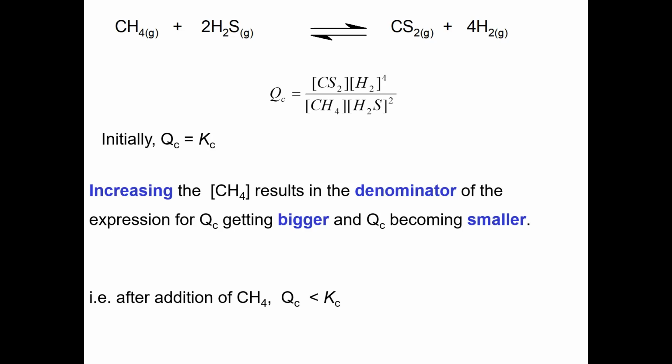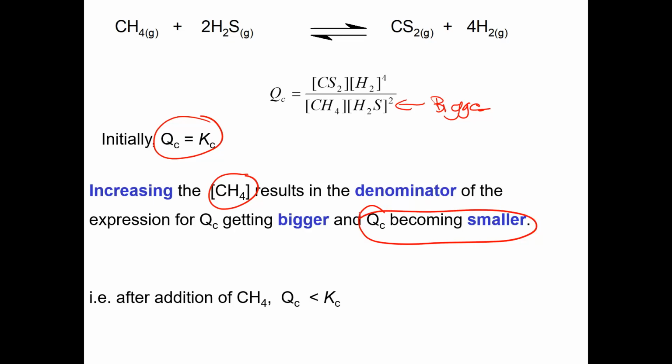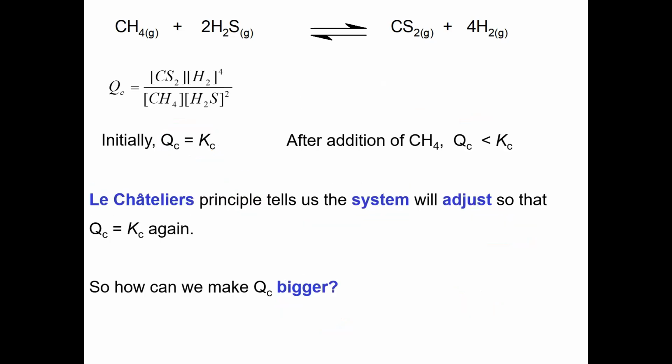Initially we're at equilibrium and Q equals K, and then we add methane, which results in the bottom line getting bigger. As a result, Q gets smaller. So after adding the methane, Q is now less than K. In order to bring the system back into equilibrium, we need to increase the value of Q. So how can we increase the value of Q? How can we make it bigger?